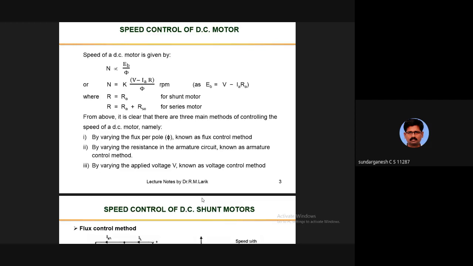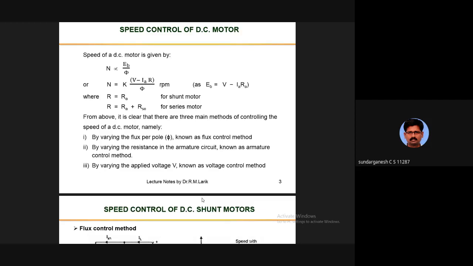So I am moving the phi to the other side, so n equal to Eb by phi. Since I am removing all the constants, I put the proportionality symbol. N is proportional to Eb, and N is inversely proportional to phi. This means when the back EMF increases, the speed increases. When the flux increases, speed decreases. So N is proportional to Eb, and N is inversely proportional to phi.